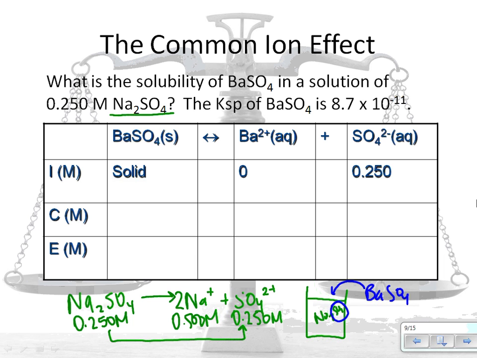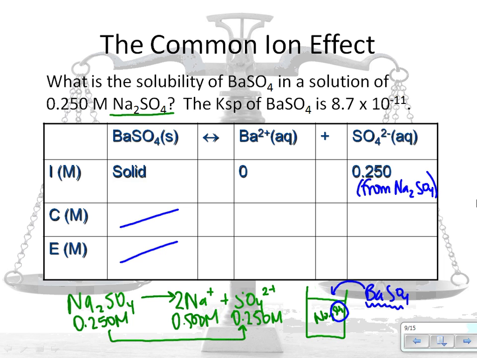But if you start to fill in your ICE chart now, I'm adding BaSO4 and I'm asking you for the solubility of BaSO4. So those are the ions that I'm going to focus on in my ICE chart. So again, barium sulfate is solid, so I don't have a change in concentration or an equilibrium concentration for my barium sulfate. My barium ions, initially in my beaker before I added anything, I had 0 barium ions, but I had 0.250 moles of sulfate ions from the Na2SO4.